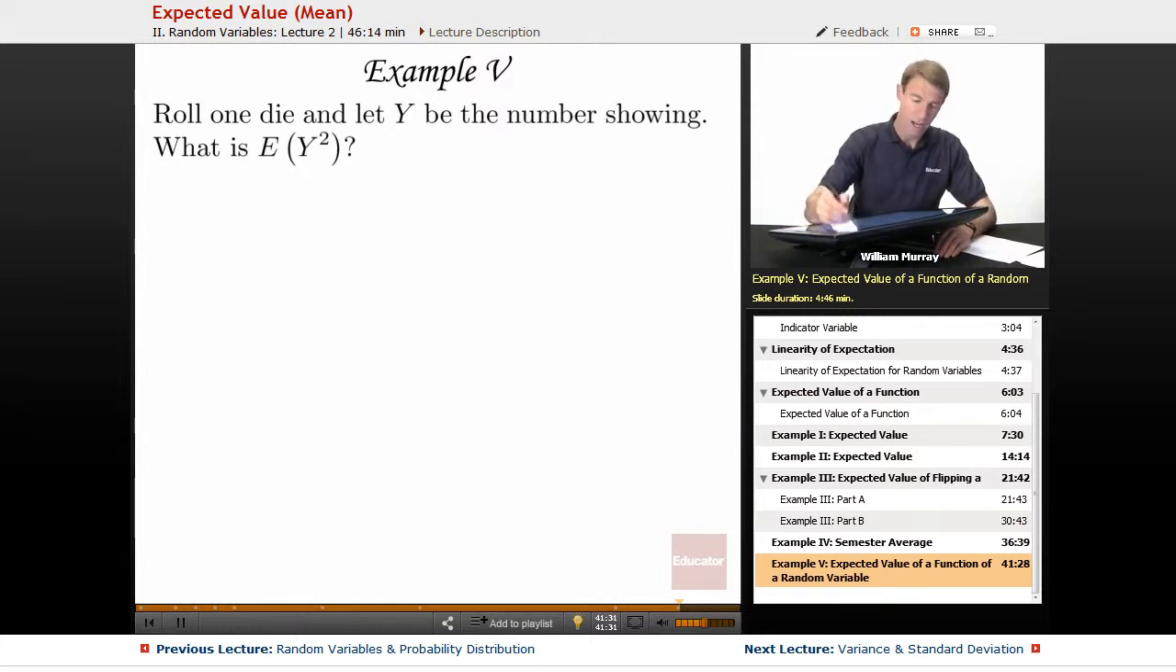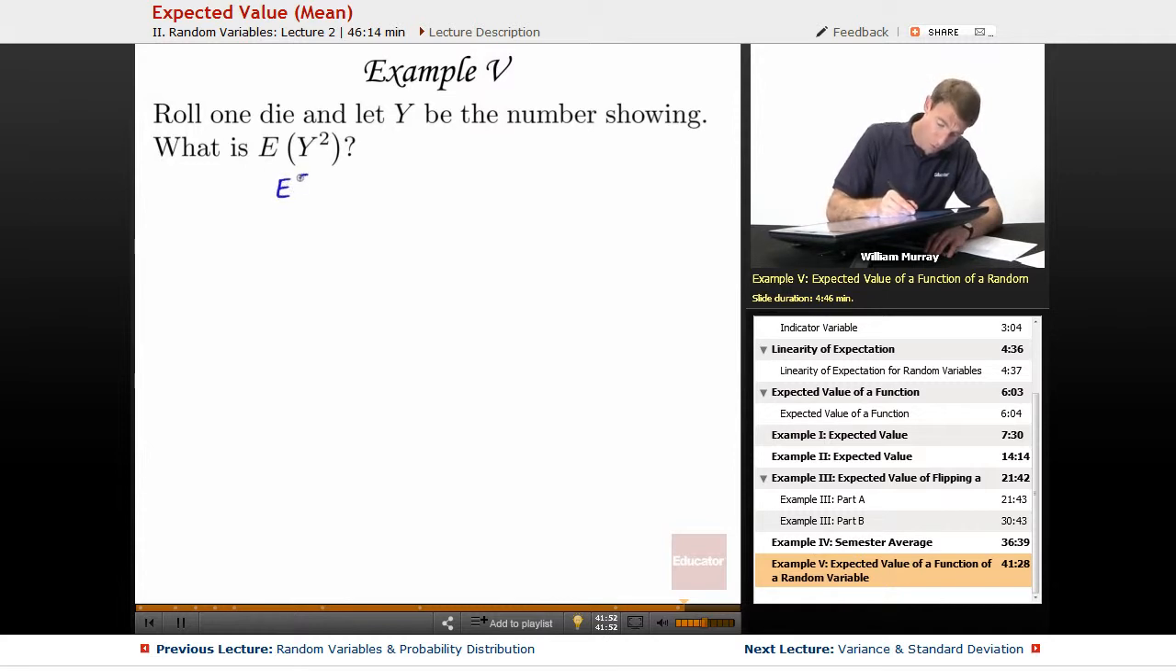In example 5 here, we're going to roll one die and let y be the number showing on the die. We're going to calculate E of y squared, not E of y. So really this is another test of finding the expected value of a function of a random variable. Let me remind you of the formula for that.